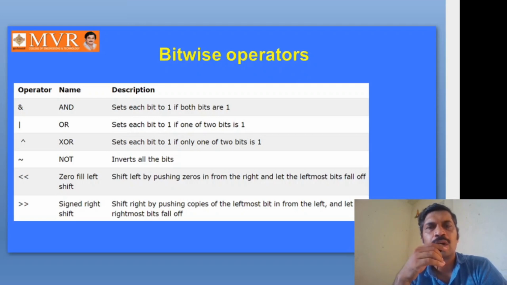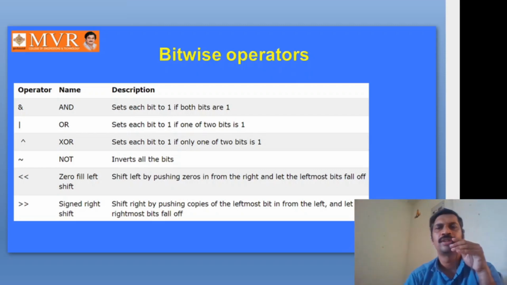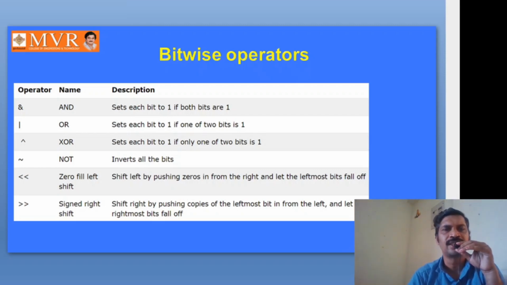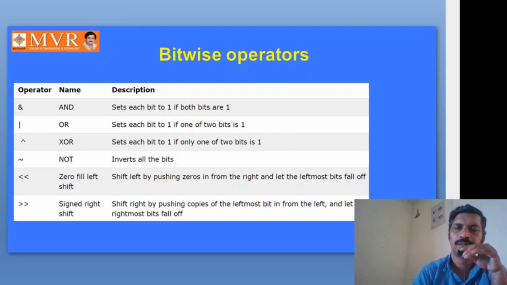OR operation is the same as AND, except it sets each bit to 1 if one of the two bits is 1. Okay, OR operation means if any one of them is 1, the result is 1. Same example we will see for the OR operation. Okay, 3 OR 9, this is the symbol.